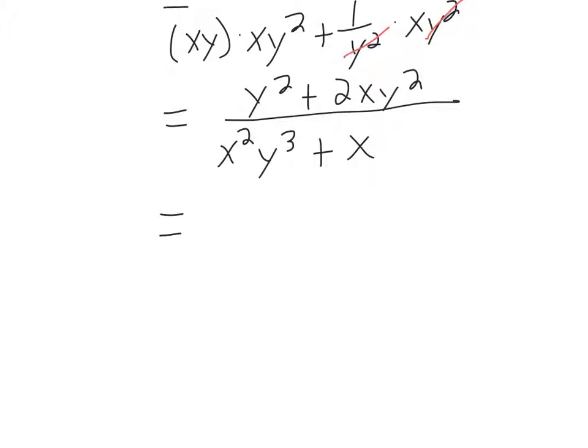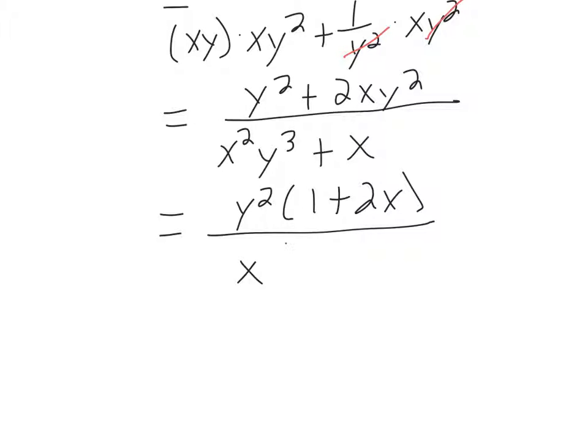In my numerator, both terms have a y squared in them. I'm going to factor out a y squared, and that leaves me with 1 plus 2x over, in my denominator, I can factor out an x times x y cubed plus 1. I can't reduce this, therefore we are done.